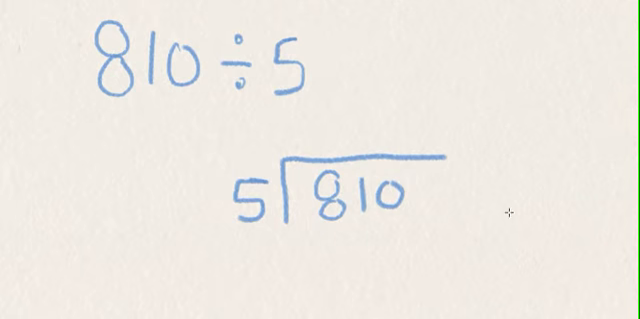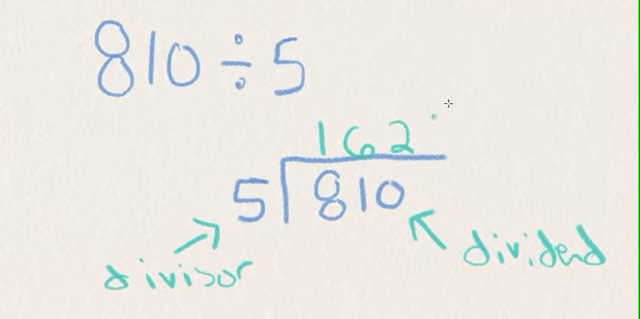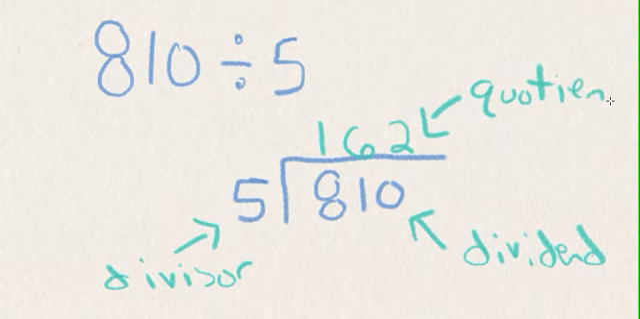Before we work this example, I want to give you just 3 vocabulary words so you know what you're talking about here. The 810 is the dividend. The 5 is the divisor. And the answer, in this case, I'm going to go ahead and give it to you, 162, we're going to work it here in a second, is the quotient. Okay. Let's go ahead and work this example and see the pattern for long division.